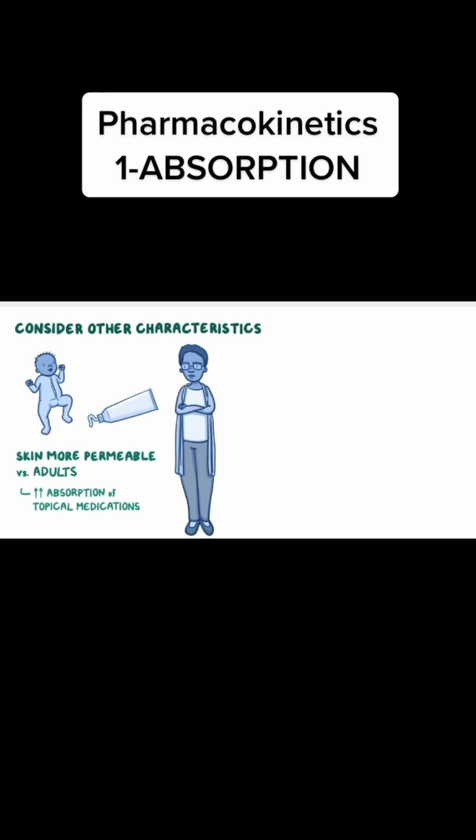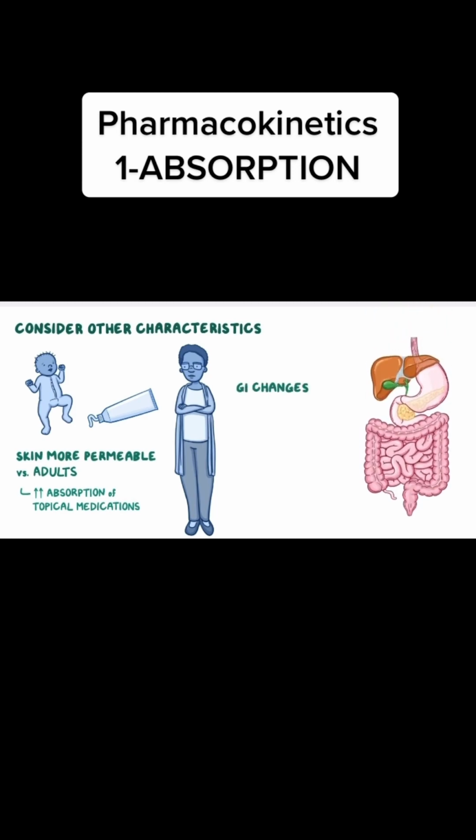On the flip side, older adults experience gastrointestinal changes that can affect medication absorption, including increased gastric pH as well as decreased gastrointestinal blood flow and motility.